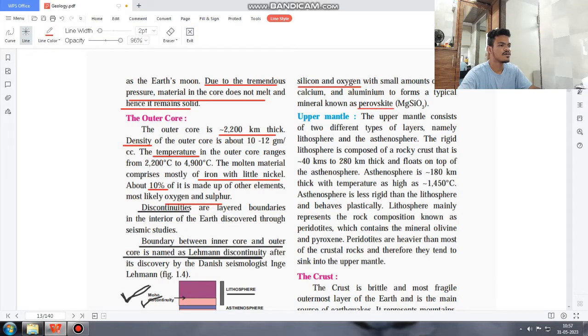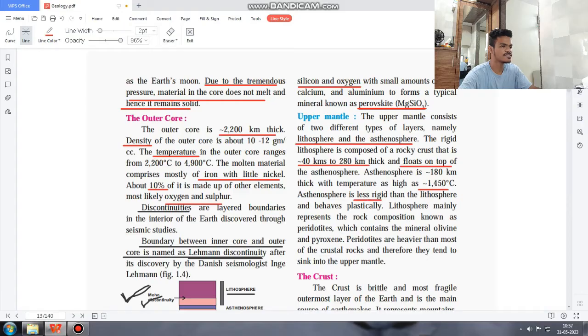Now this is a small thing to be noted. Typical mineral known as perovskite. This can come as a 1 mark or MCQ, or name the following. Next, you move on to the upper mantle. Same thing, you can say this is present in the lithosphere and asthenosphere. You can say about the thickness.